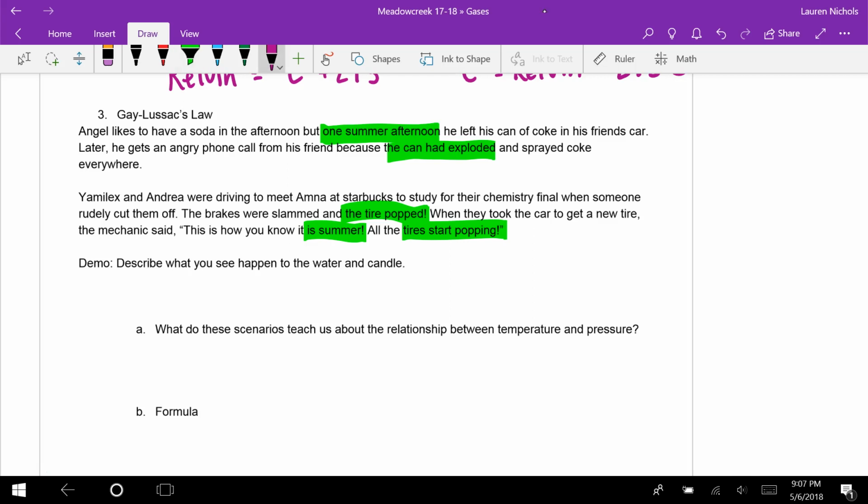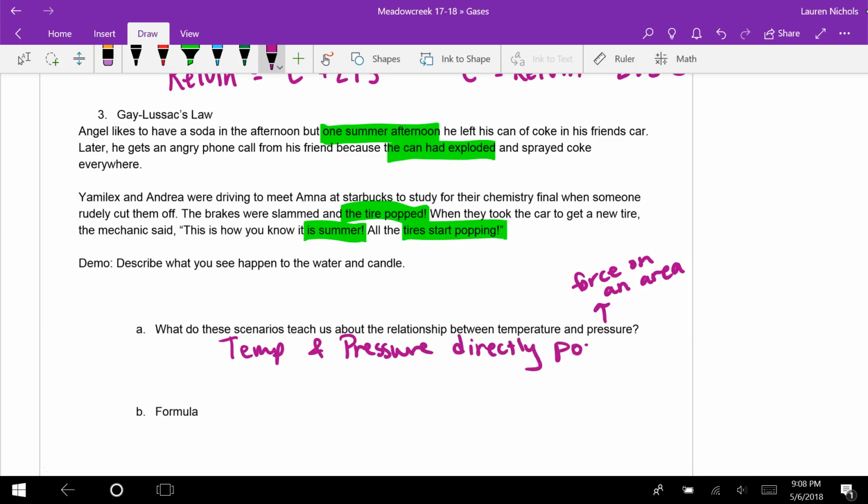So let's think about what these scenarios teach us about temperature and pressure. One thing to keep in mind is that pressure is just force on an area. When we're thinking about the first scenario, the soda can was closed, and so it was put under pressure. What we saw was that when it heated up in his friend's car, it exploded. So the temperature increased and the pressure became so high that it popped. The same thing happened to the tires. And so that means temperature and pressure are directly proportional. So what you do to one will happen to the other.